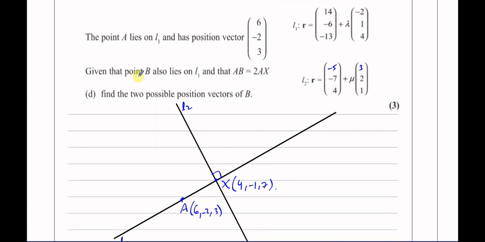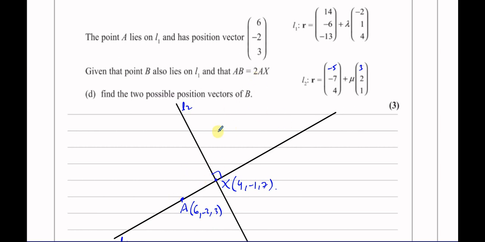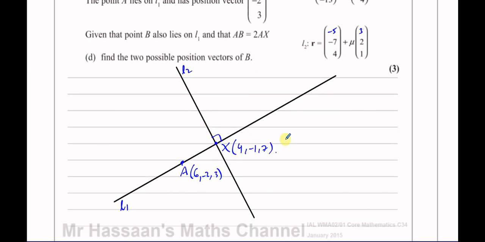Then it says the point B also lies on line 1, so somewhere along this line, and AB is twice AX. Find the two possible position vectors of B. So from A, the distance to B is twice AX. For example, I could take this distance here. That's the distance AX, and I could go another distance of that much this way. So that would be 1 AX, 2 AX. So B could be at this point here. That's one possible position for B. I'll call that B1. And the other possible position for B, if it's on this line, has to be on the other side of A.